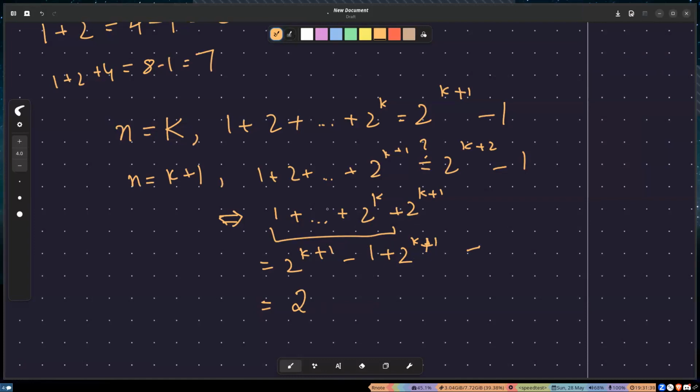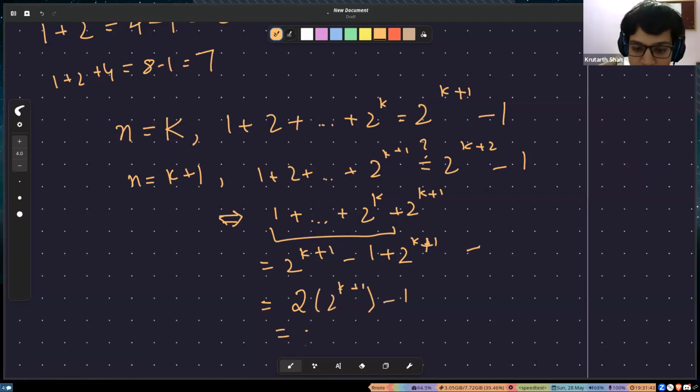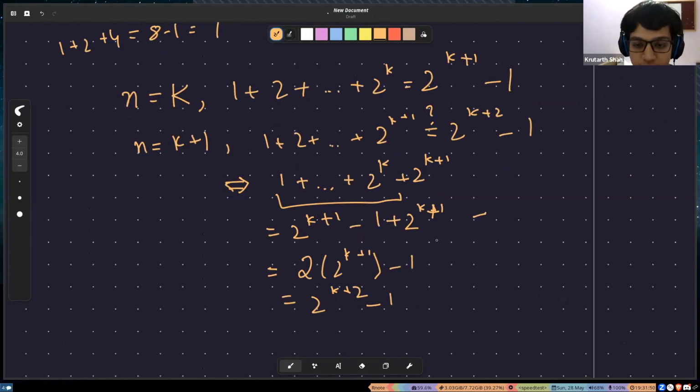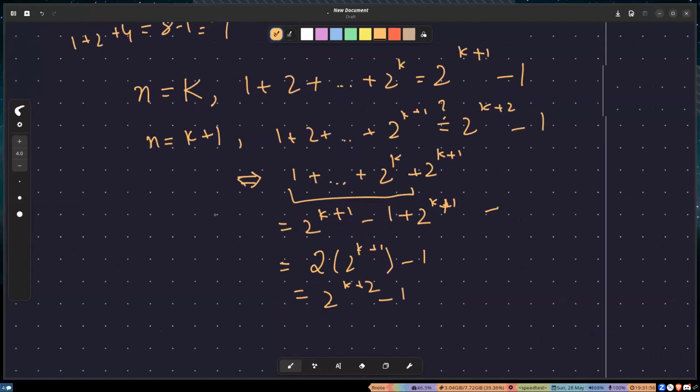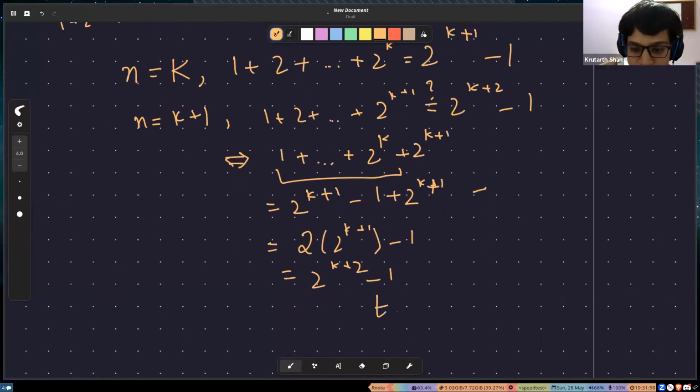So basically we have 2 into 2 raised to the power k plus 2 minus 1. And this is what we wanted to show. So we have shown it using the induction hypothesis, and by induction, this is true for every n that belongs to natural numbers.